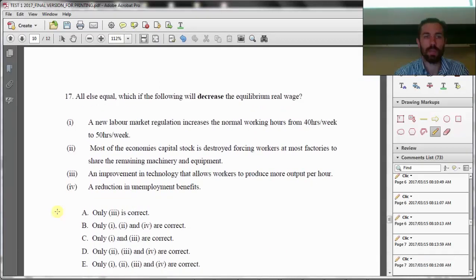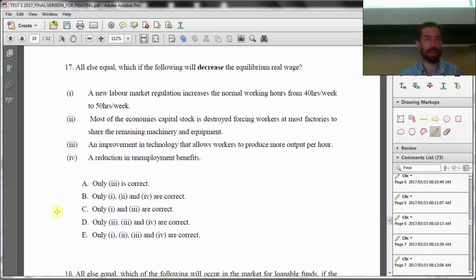All else equal, which of the following will decrease the equilibrium real wage? So there's some kind of change in labor market regulation that increases working hours. If you've got an increase in working hours at any given wage rate, what happens? Labor supply shifts to the right. Will that decrease the equilibrium real wage? Yes.